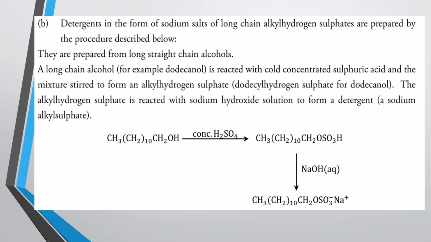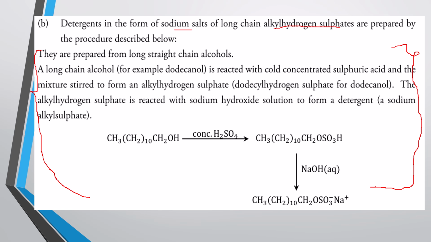So here we are saying that detergents that are going to be in the form of sodium salts of long chain alkyl hydrogen sulfates are going to be prepared by the procedure described below. But I will not encourage this procedure, like I've said. Always opt for the one with the benzene ring because it's easy to manufacture. However, as a student, if you're good at mastering both, you can also offer this alternative route. However, they are all the same things, so I won't mention too much on it.